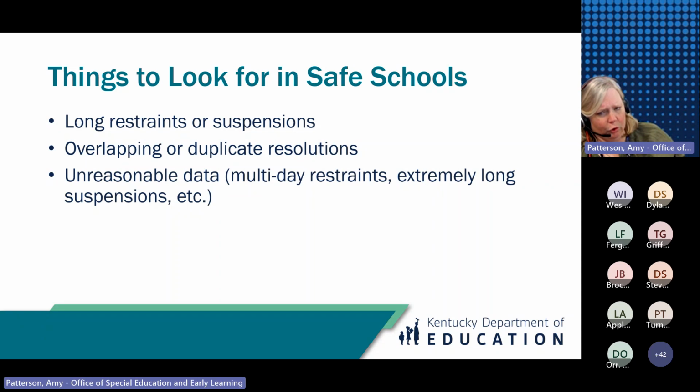Again, this is why you want to have your school look at it, because they probably know their kids better than you do at the district level. And again, duplicate resolutions. And I get this question all the time, what is unreasonable data? Well, if a student was restrained for 3 days, that's probably not reasonable. If a student was expelled for a day, I see that a lot too. They got an expulsion, but it was only for one day and they were back at school the next. That's not really an expulsion. So those sorts of things you want to look for.